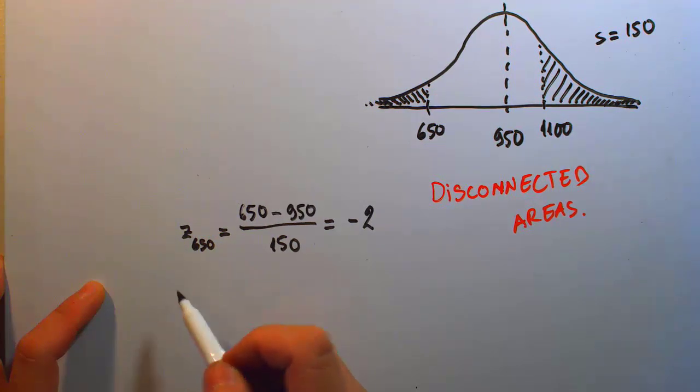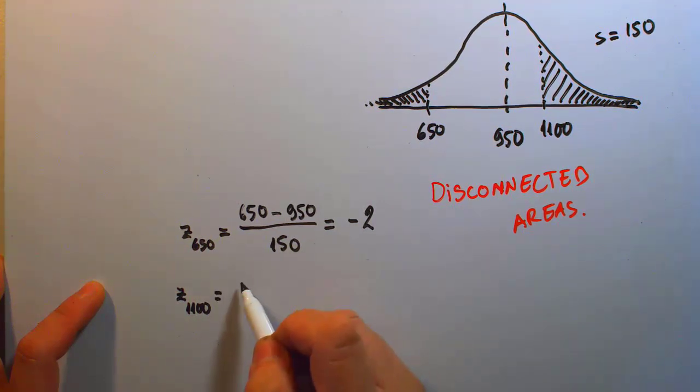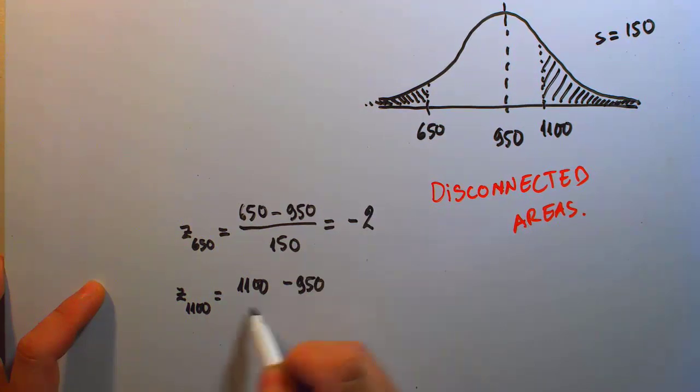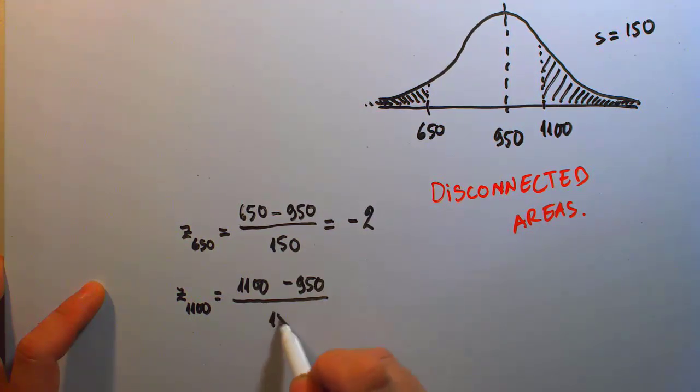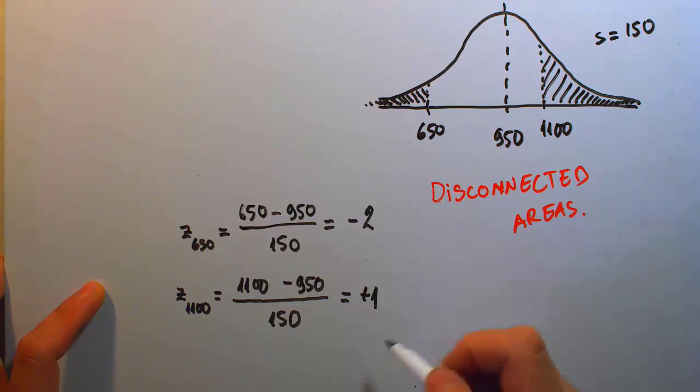Then I'm repeating the z-score work for my other value. Here's my 1100. I'm subtracting 950 and dividing by 150. And this gives me a z-score of +1.